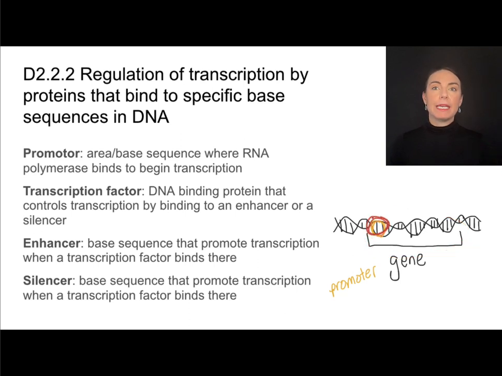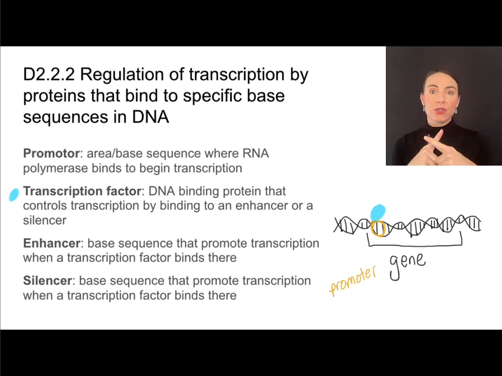Promoters are regions in the beginning of a gene, so they're actually base sequences that tell RNA polymerase where transcription should begin. Transcription factors, which I'll do here in blue, are binding proteins that can bind to this promoter and can act as either an enhancer or a silencer. Enhancers are going to promote transcription. So those are going to be things that say, yes, let's express this gene. Silencers are going to be things that inhibit transcription, so prevents that gene from being expressed.